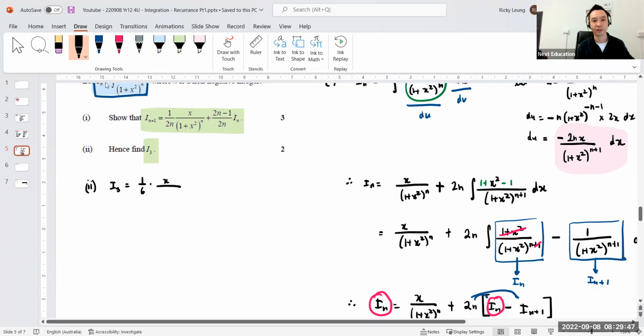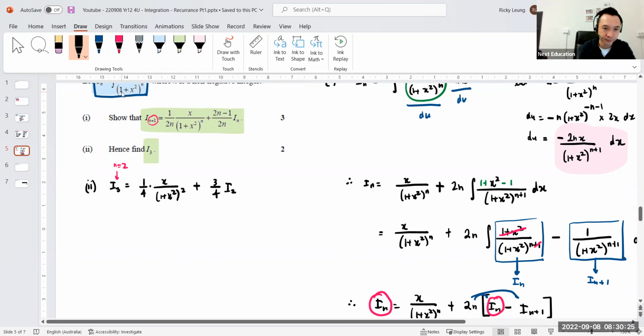Oh, sorry. So when n equals 2, that's 3. So just to be clear, I subbed that in wrong. In this case, the recurrence is given in terms of n plus 1. So when it's I3, for this one, n equals 2 only, just to be clear about it. So actually it's 1 on 2 times 2 is 4 times x on (1 + x²) to the power of 2, n is 2, plus 3 on 4 I2.